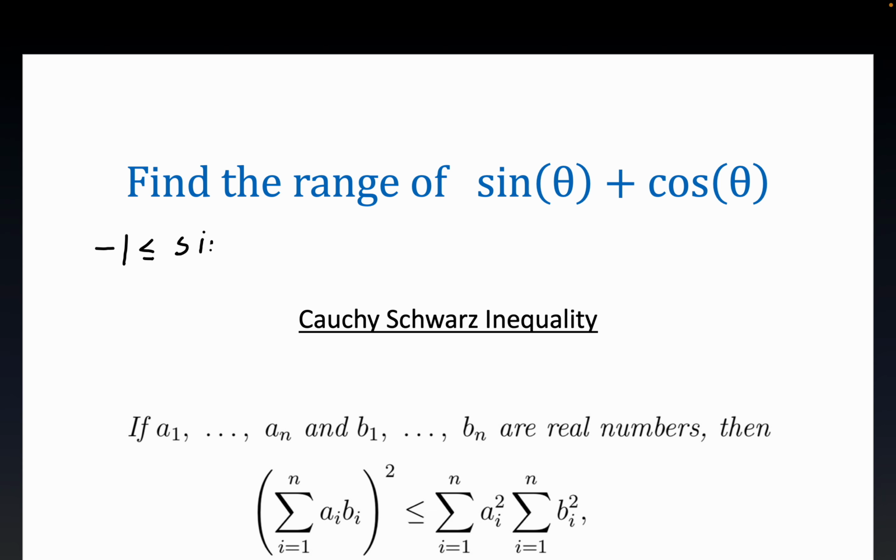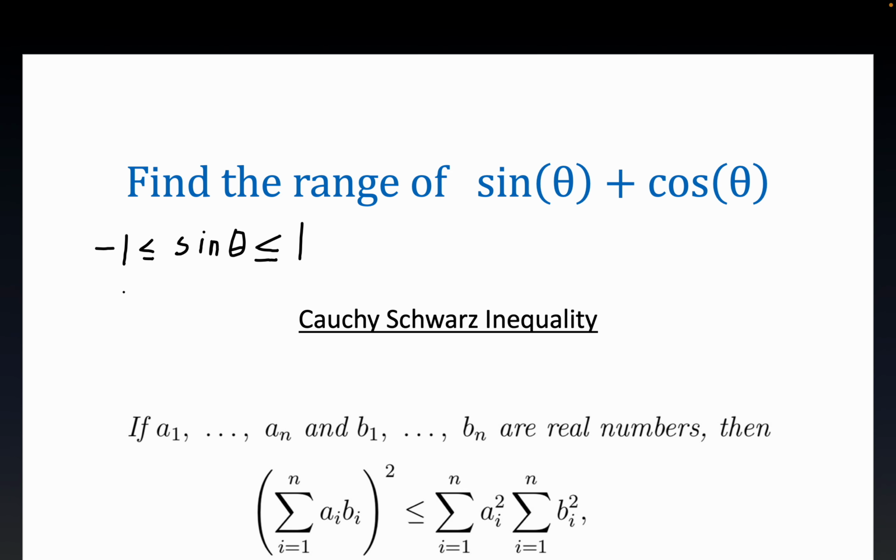But sine theta is bounded below by -1. That would be at 3 pi over 2, or 270 degrees. And at pi over 2, sine is equal to 1. Okay, so that's the bottom and the top of the unit circle.